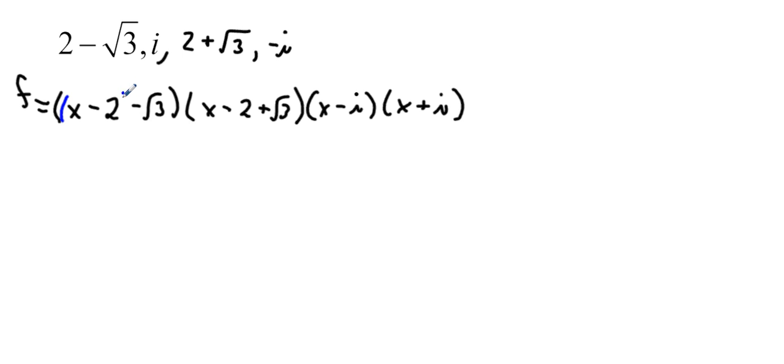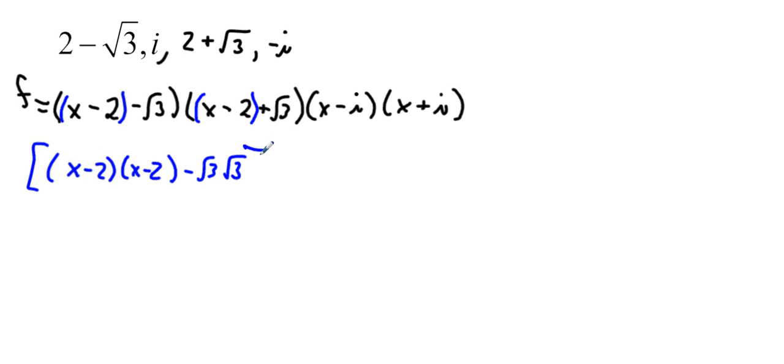Now, if we have this long expression, one fast, efficient way to do this is to group together these first two terms. Using FOIL, we take the first terms, x minus 2 times x minus 2. The middle terms will have negative square root of 3 times x minus 2, and positive square root of 3 times x minus 2, which will cancel out. We'll then have negative square root of 3 times square root of 3 for our last term. I'll just bracket that in.